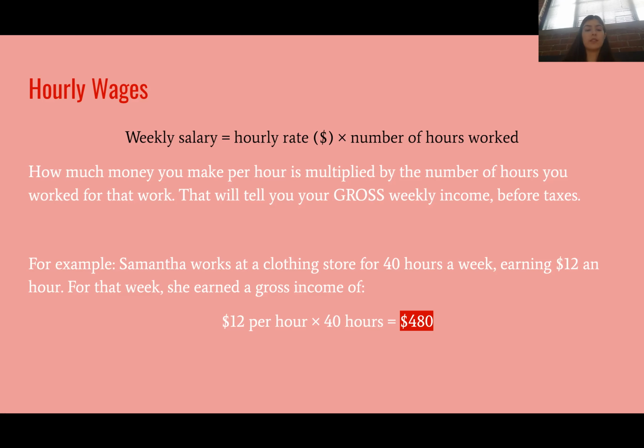So for example, here we have Samantha. She works at a clothing store for 40 hours a week, all right? She earns $12 an hour. So for that week, she earned a gross income of $12 per hour times 40 hours, right? So all you have to plug into the calculator is 12 times 40. And you'll get $480. So before taxes and everything, Samantha here earned $480 at this job that week alone. Okay, hourly wages. Straightforward, let's keep going.